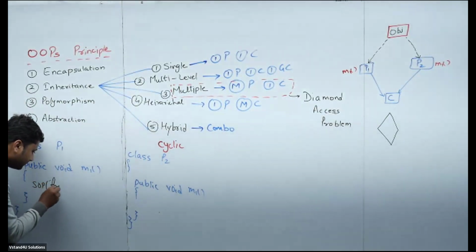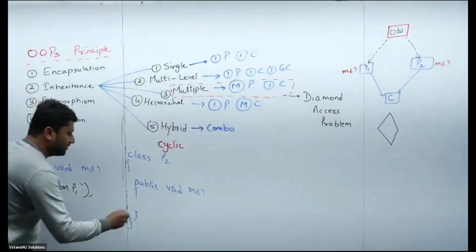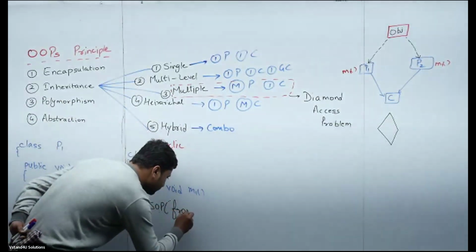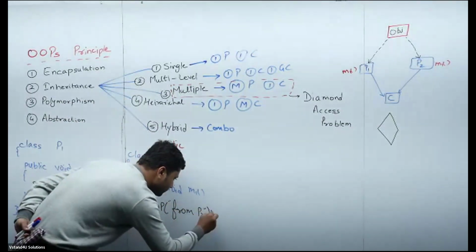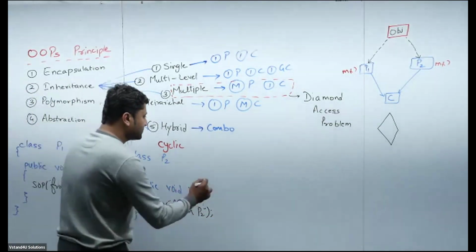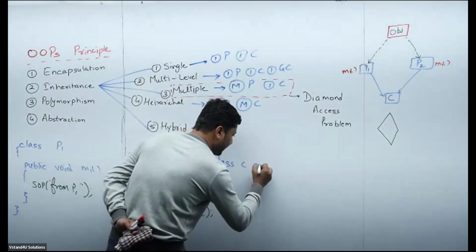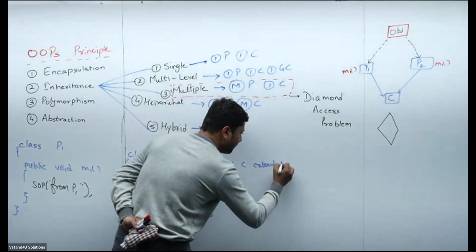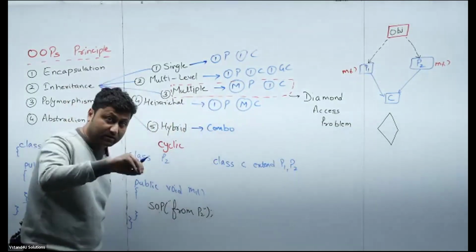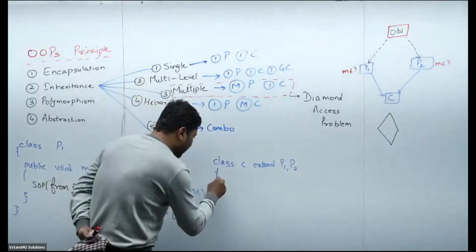Simple. In this, I'm writing one SOP, say from P1 class. In P2's method, I'm writing another SOP from P2. Done. And I'm writing yet another class: class C extends P1, P2. Although this does not even work. What if it worked? Where is the problem going to come? I'm explaining that. Are you getting my point?